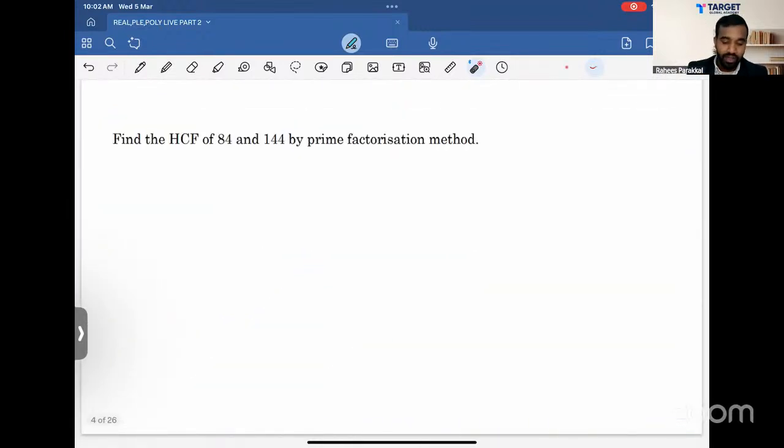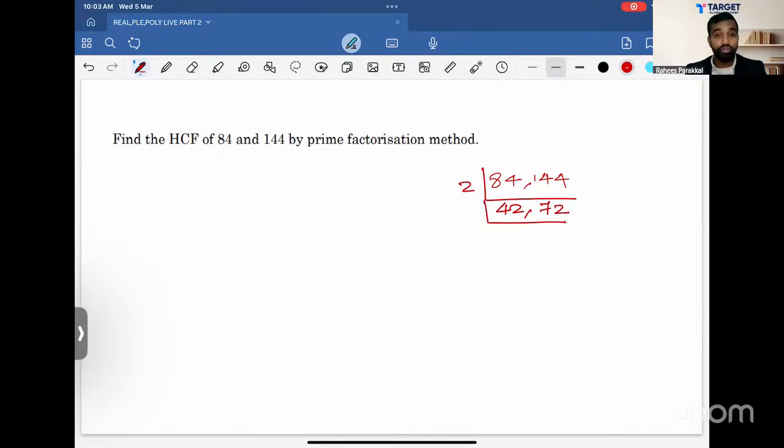Here you can see the first question. Find the HCF of 84 and 144 by prime factorization method. I am starting with 84, 144. Divide by 2. 84 divided by 2 is 42. 144 divided by 2 is 72. 42 divided by 2 is 21. 72 divided by 2 is 36. Again divide by 3. 21 divided by 3 is 7. 36 divided by 3 is 12.